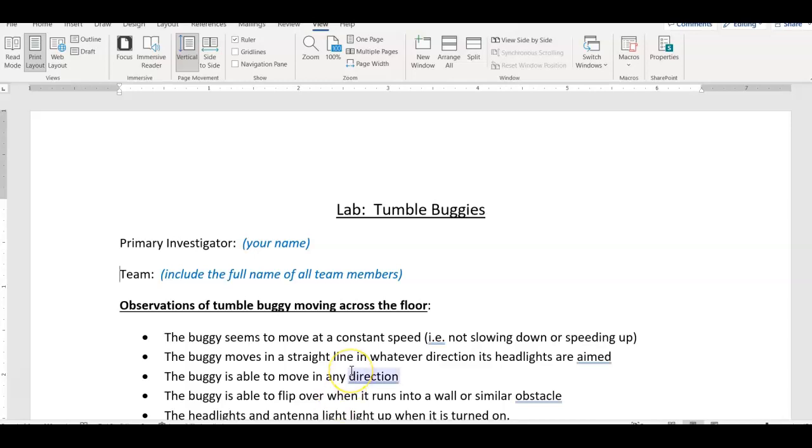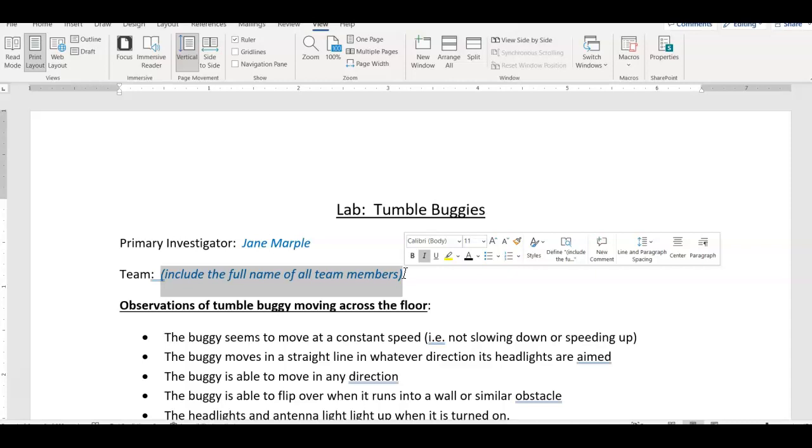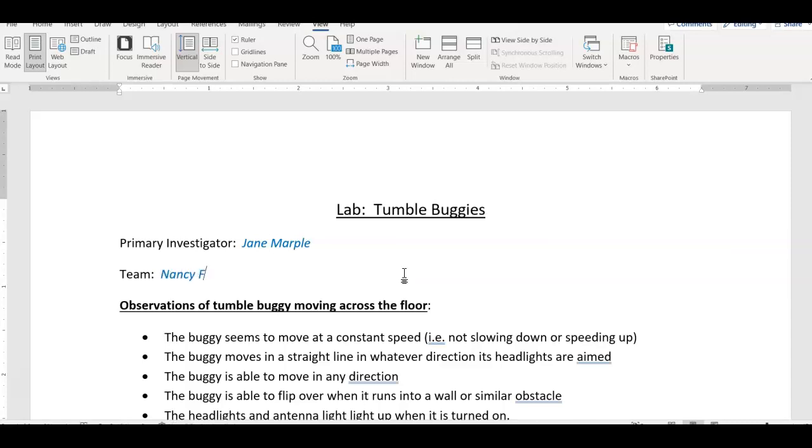Much of this report has been completed in class together, but I'll just go over a few of the important points. First of all, you are the primary investigator, and so you want to put your name here. And then you also want to include the full names of the other members of your team. I'm just making up names, so don't worry about that.